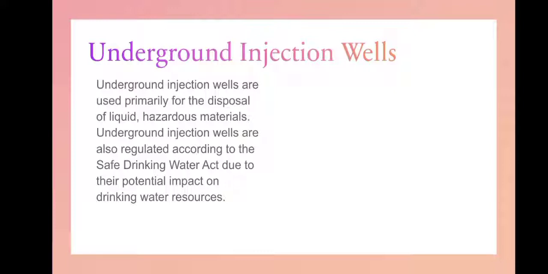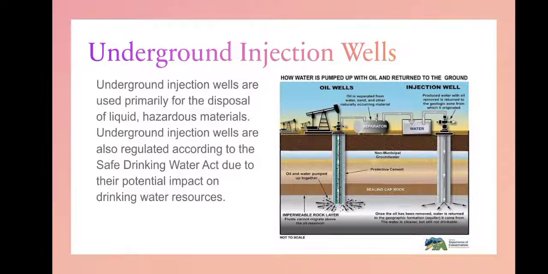So, underground injection wells. Underground injection wells are used primarily for the disposal of liquid hazardous materials. They are also regulated according to the Safe Drinking Water Act due to their potential impact on drinking water resources. An example is how water is pumped up with oil and returned to the ground. In an injection well, produced water with oil removed is returned to the geologic zone from which it originated. Once the oil has been removed, water is returned to the geologic formation it came from. The water is cleaner but is still not drinkable.